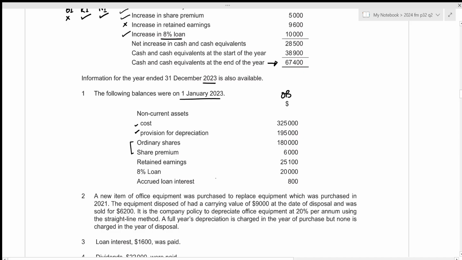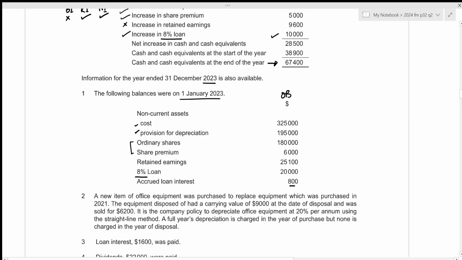I think this one will be important in order to calculate the profit for the year because we have not been given any information regarding that for now. Then we have the 8% loan. So this is the existing loan at our opening date. And then during the year, we acquired an additional 10,000 loan. Then we have the accrued loan interest. This is the opening balance. All right. So this will again be adjusted in order to get the finance cost.